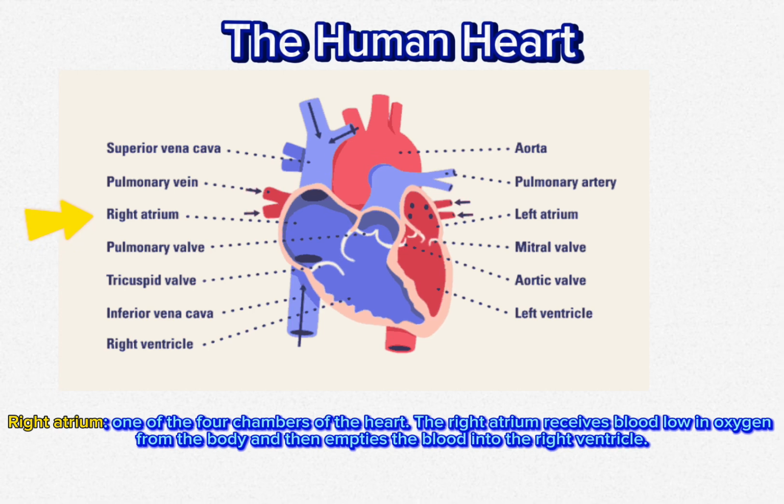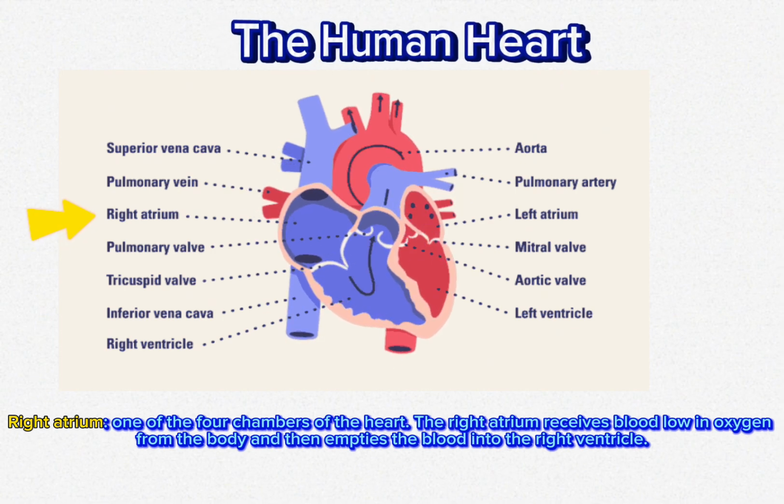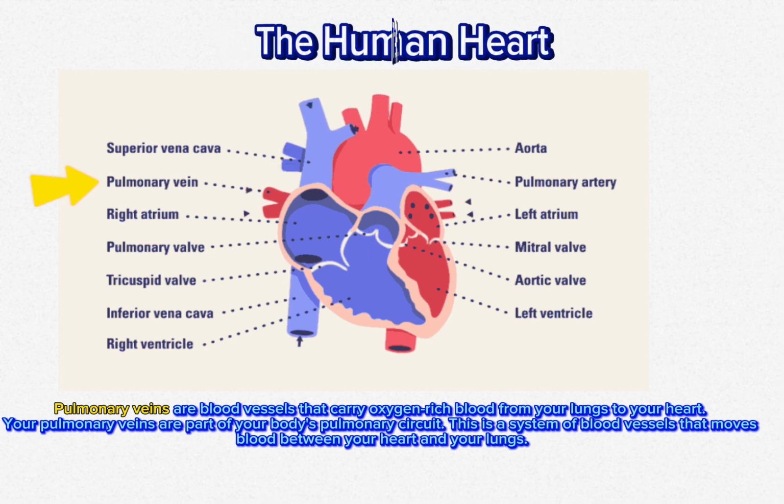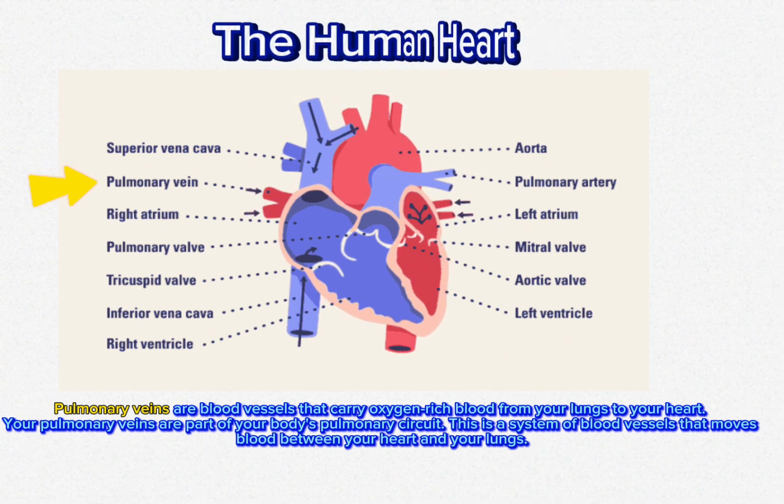The right atrium receives blood low in oxygen from the body and then empties the blood into the right ventricle. Pulmonary veins are blood vessels that carry oxygen-rich blood from your lungs to your heart.